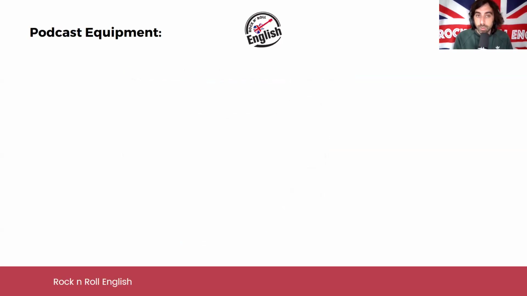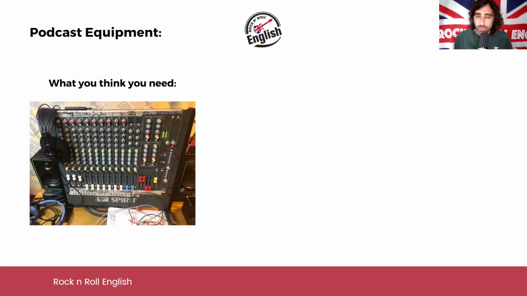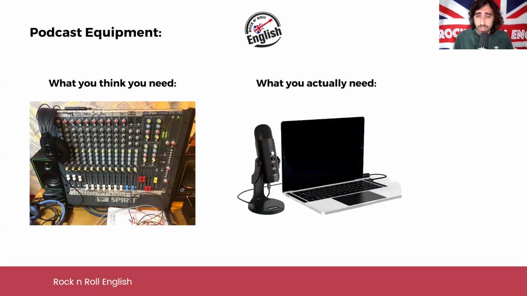So this is the equipment you need. Well, this is what people think you need. People think you need all of these complicated things, like mixers, I can't even remember what they're called. They think mixers are really complicated. But what you actually need is this: a computer and a USB mic. As you can see, all you do is get your microphone, plug it into the USB port on your computer, and that's it.